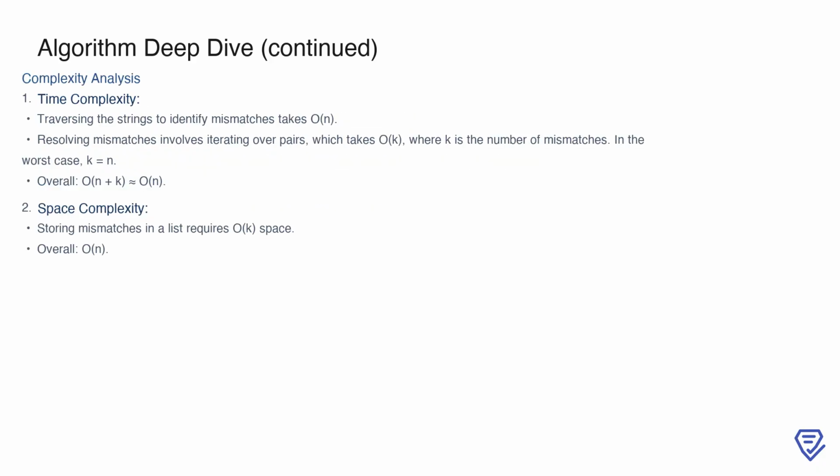Analyzing the complexity of this algorithm, we see that it is highly efficient. The time complexity starts with an O(n) traversal of the strings to identify mismatches. Resolving these mismatches involves iterating over the mismatched pairs, which takes O(k), where k is the number of mismatches. In the worst-case scenario, k can be as large as n, making the overall time complexity O(n + k), which simplifies to O(n). In terms of space complexity, we need O(k) to store the mismatches in a list. Since k is proportional to n in the worst case, the overall space complexity is O(n). This efficiency ensures that the algorithm scales well even with large input strings.